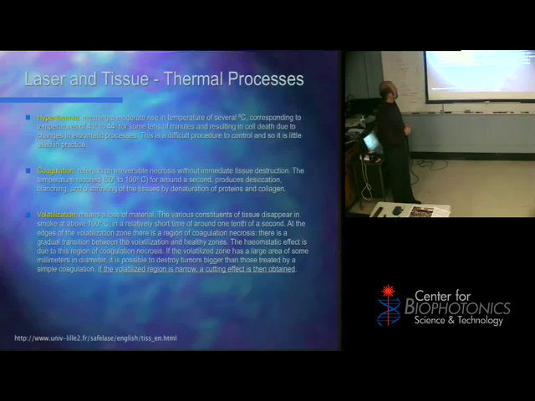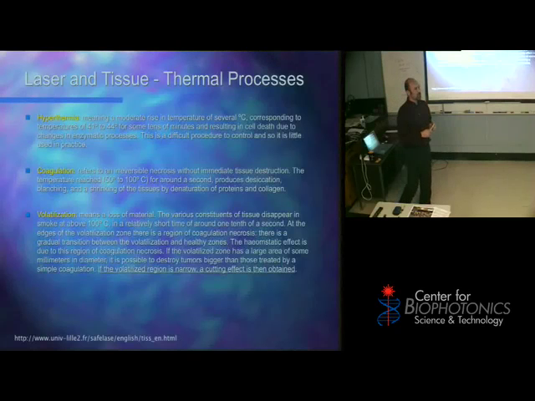Coagulation refers to irreversible necrosis without immediate tissue destruction. So necrosis is cell death. The temperatures reach 50 to 100 degrees centigrade for around a second. Produce desiccation, means all the water is sucked out. Blanching and a shrinking of the tissues by denaturing the proteins and collagen.